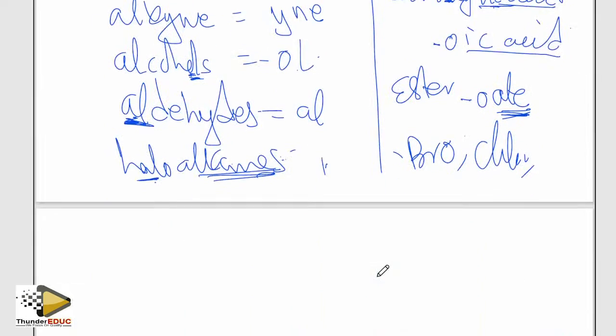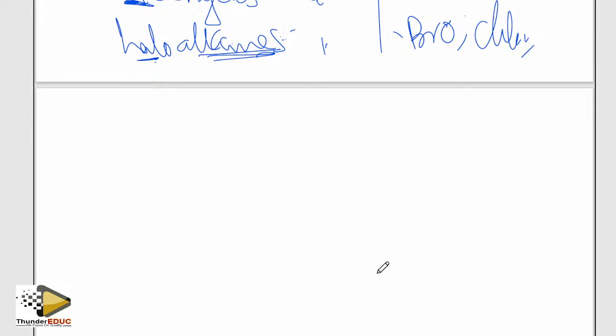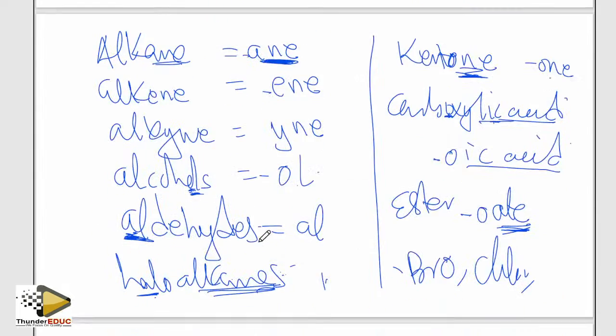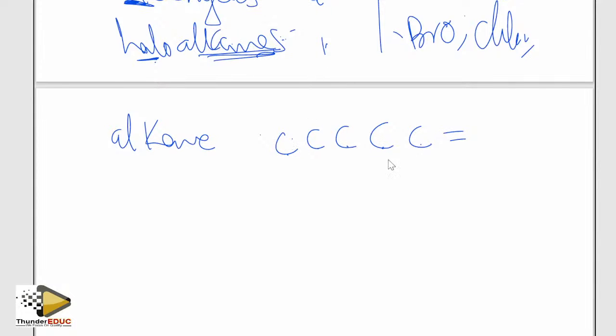Let's continue to the second. Now let's have a simple example in this regard. If we say that alkanes end with this, it means that if I have 1, 2, 3, 4, 5, what does 5 mean? You have to know that the prefix 5 means pent. So I will come here and say this is pent.